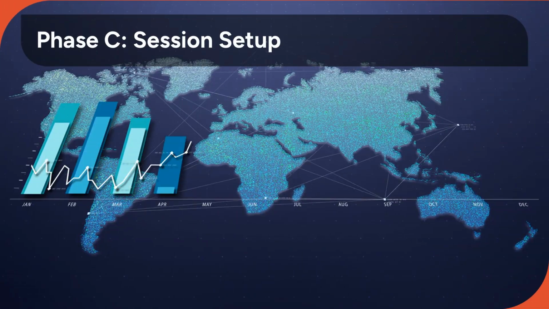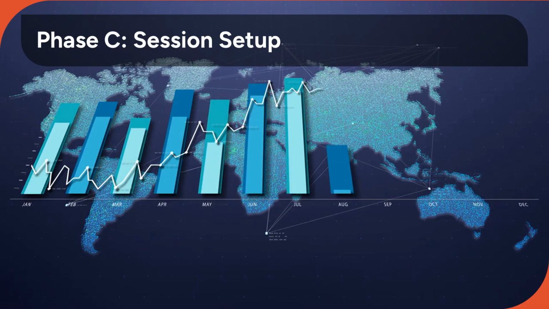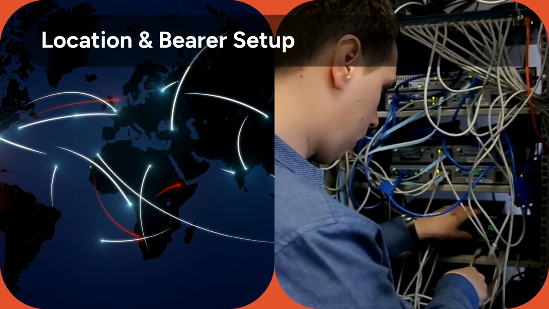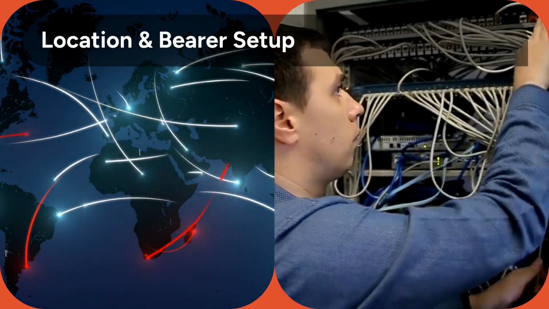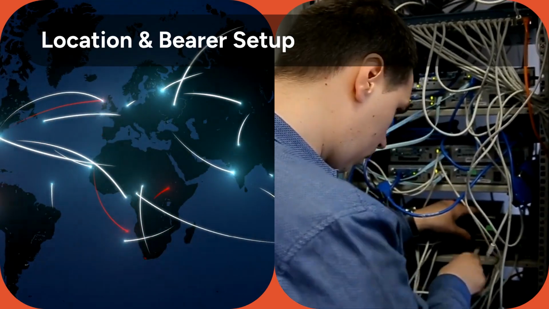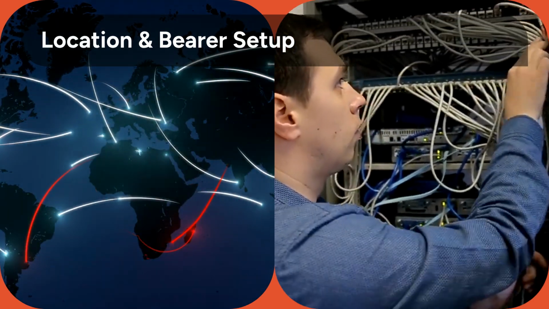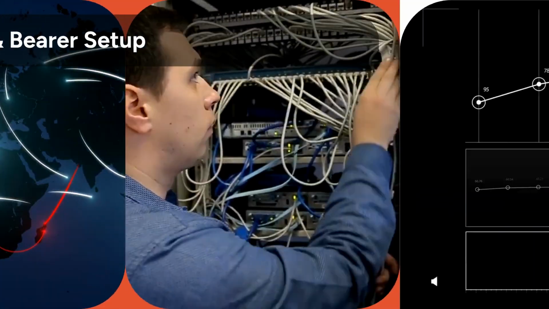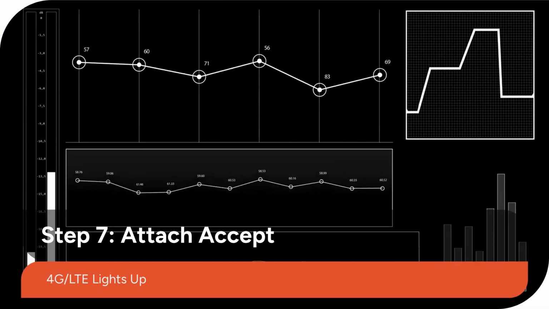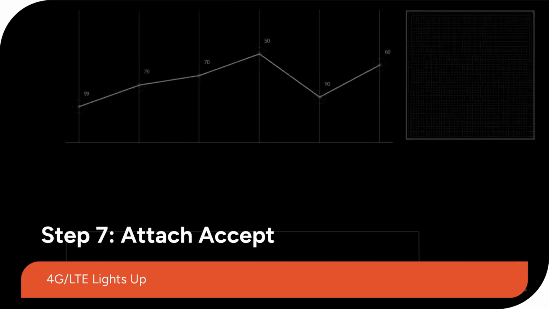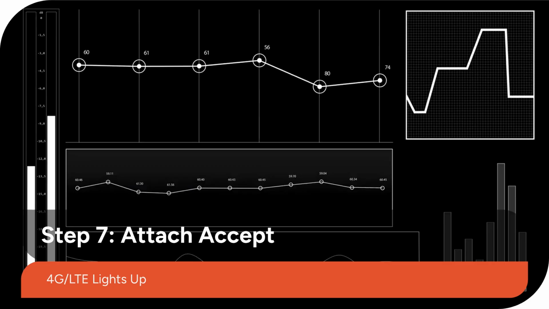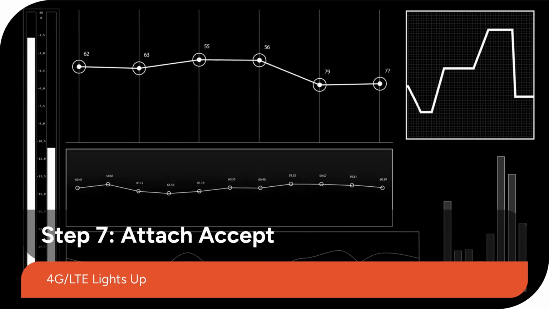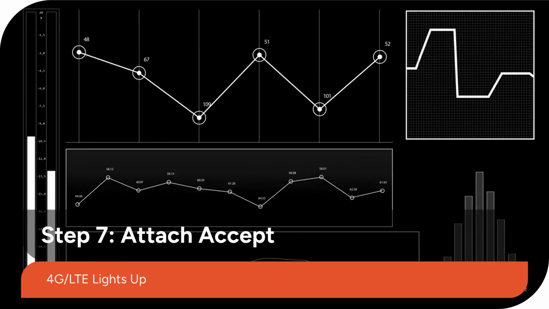Finally, Phase C, session management and IP allocation, where your actual data pathway is established. Step 5 is the location update, telling the HSS where you are. Step 6 is the default bearer setup, where the SGW and PGW assign your phone its essential IP address. Step 7, the attach accept. The network confirms the setup, sending an RRC connection reconfiguration message. Your phone sets up its data pipelines, and the 4G or LTE icon finally lights up on your screen.